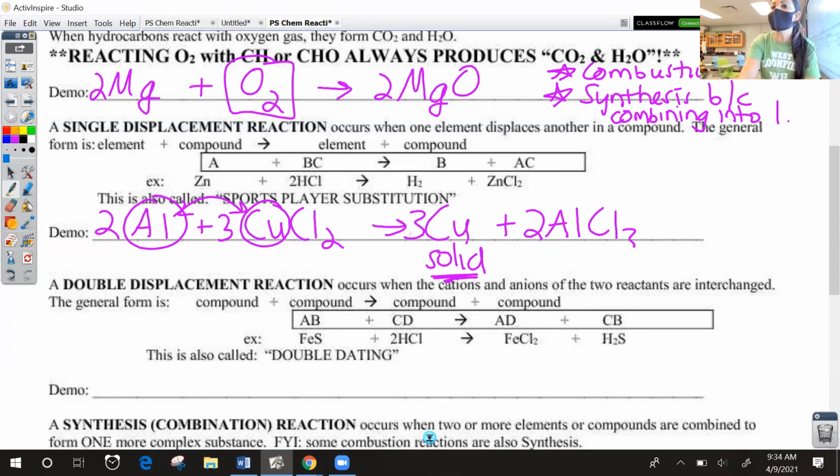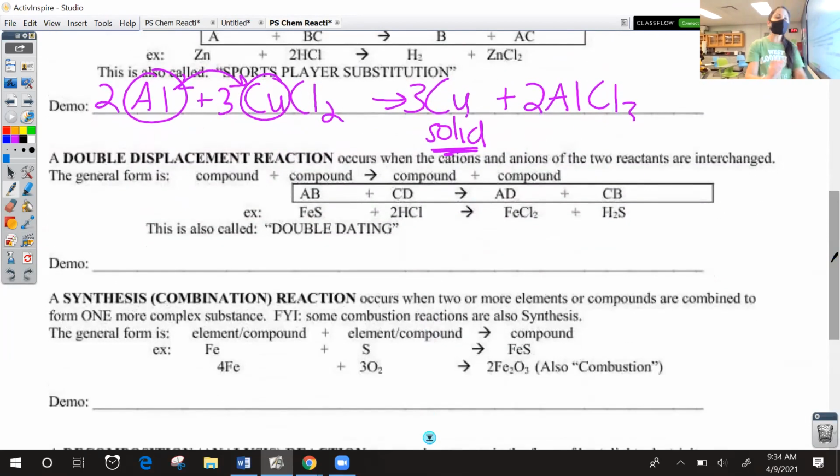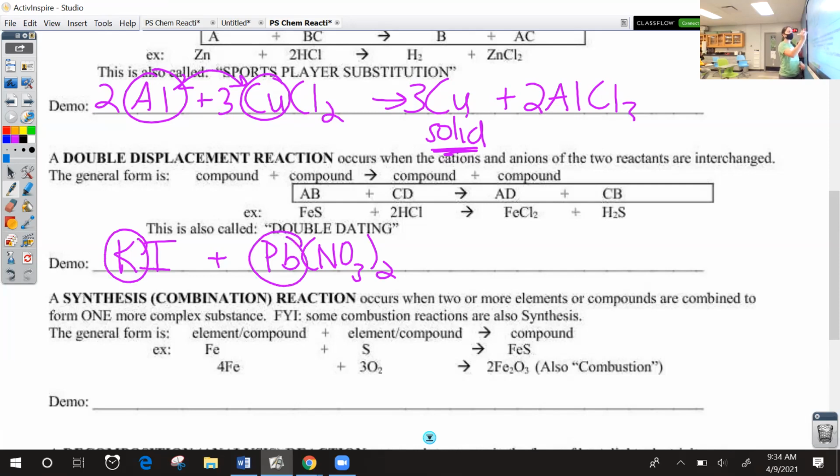All right, double dating we already did. So in this one, what we did was, and I'm going to show you in a second, we took potassium iodide. This was the flint one that I was talking about. And we had lead nitrate, which is PbNO3 two. And what happened was the potassium switched places with the lead. And so it's like double dating. You've got two compounds and then they're going to switch places. And so that's called double displacement.